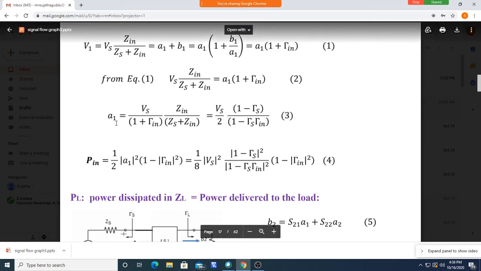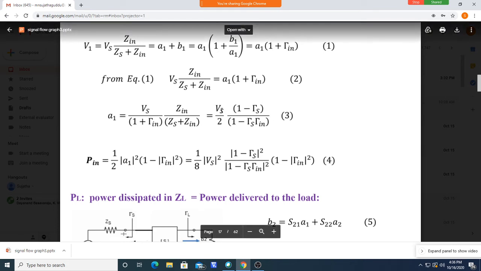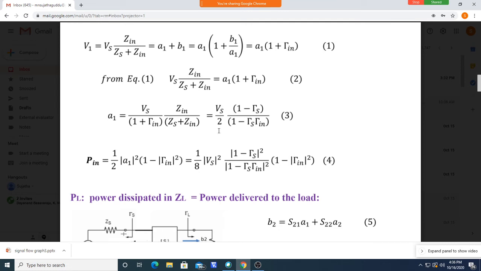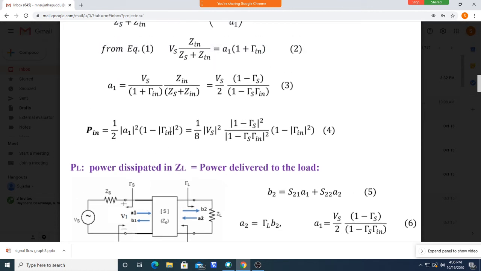That is, A1 equals Vs by 2, times (1 minus Γs) divided by (1 minus Γs Γin). Rearranging this equation, you will be getting this equation. So A1 is equal to Vs by 2 times (1 minus Γs) divided by (1 minus Γs Γin). This is equation 3. Now, what is the input power?